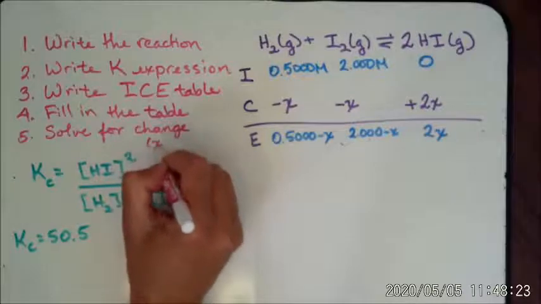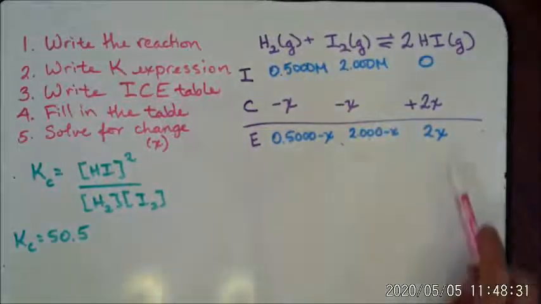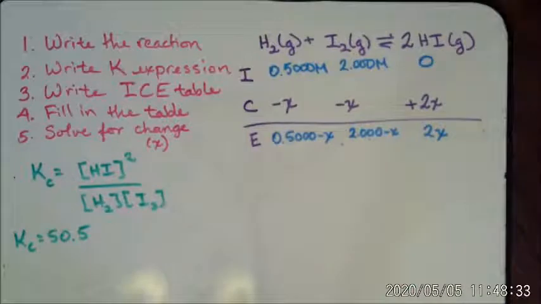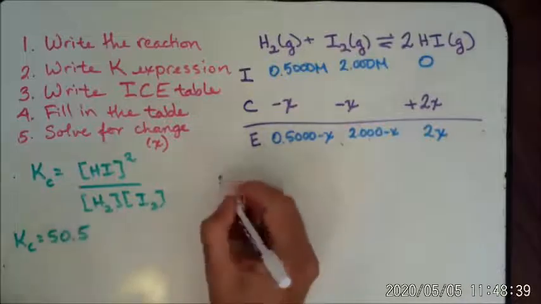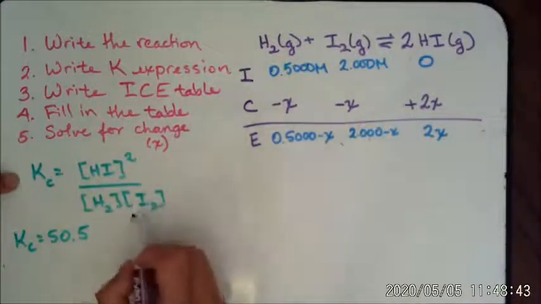Typically that's x. Okay? Now remember, the question is, what are my equilibrium values, not what x is. But we need to find out what x is so we can solve for it. So let's go ahead and do that. So we know Kc is equal to [HI] squared over [H2][I2].